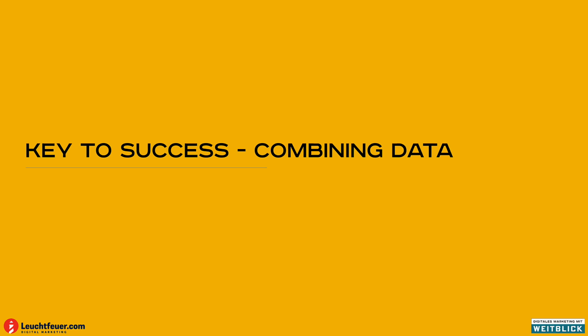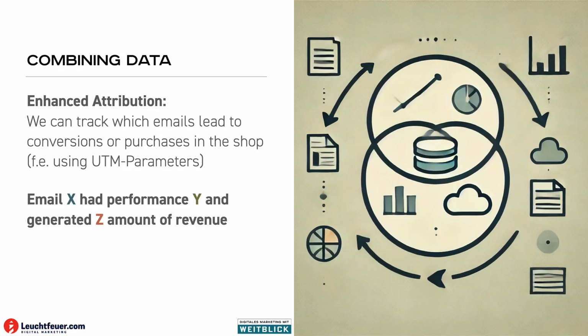But I've just talked about Mautic vanilla data. The real key to success is when we start to combine the data with third-party or shop data, whatever. I want to talk about three things here, which really came in handy in this project. The first one is the enhanced attribution. So we can track which email or which email campaigns led to conversions in the shop. In this example, using UTM parameters, nothing too crazy here, but this data that we have partly in Mautic, partly in the shop, and we use this dashboard to combine them.